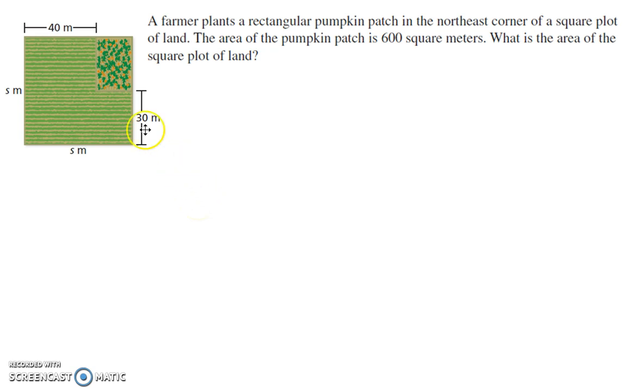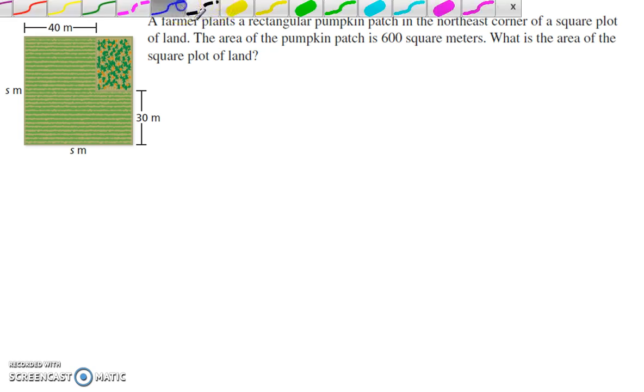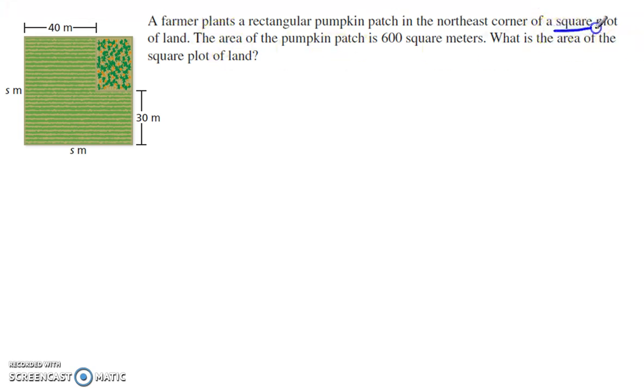So a farmer plants a rectangular pumpkin patch in the northeast corner of a square lot of land. Now that's important information here, that this is a square. And the area of the pumpkin patch is 600 square meters. What is the area of the entire square plot of land?